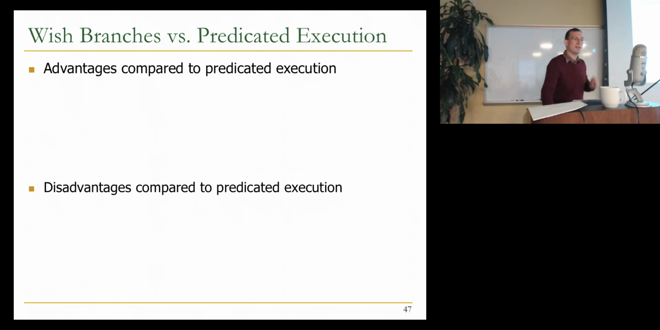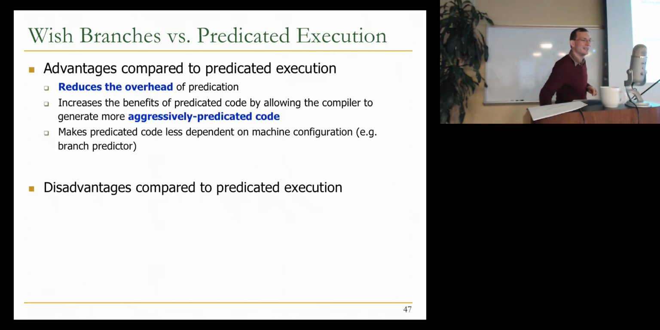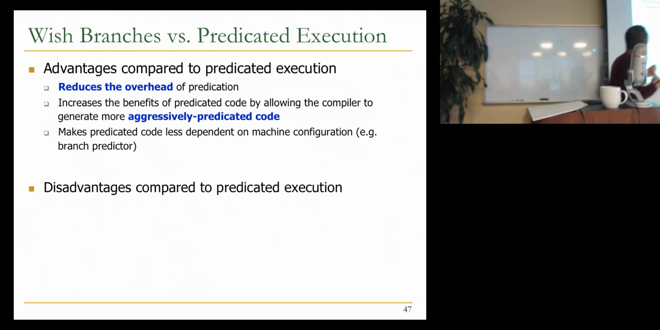And this actually improves performance compared to both branch prediction and predicate execution. It tries to get the best of both worlds. Let me rush through this quickly. Advantages: it reduces the overhead of predication. Now, the branch hardware has a decision to make. It can actually execute the code either as normal branch or predicated. Whereas if the code is set in stone as predicated, hardware has no choice. It has to execute it. Right?